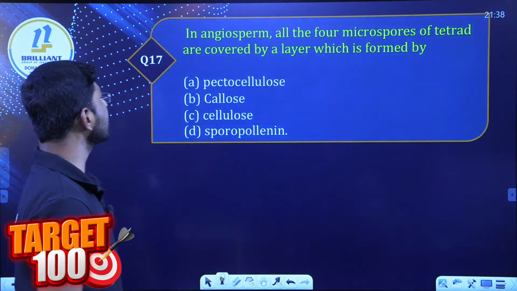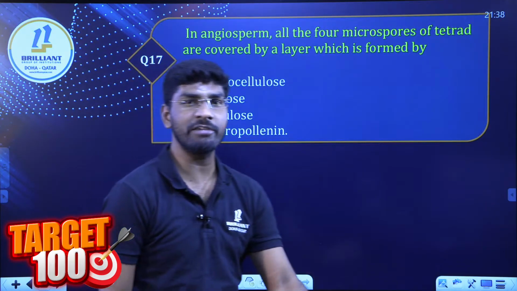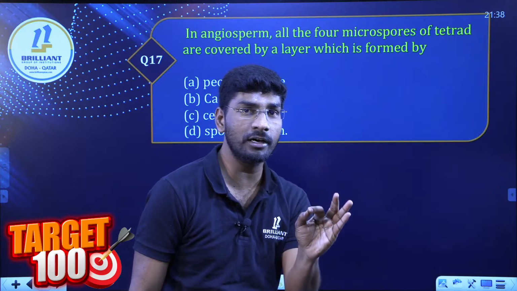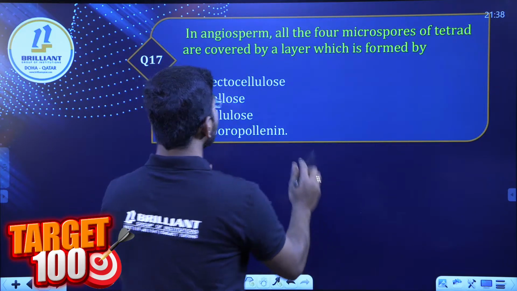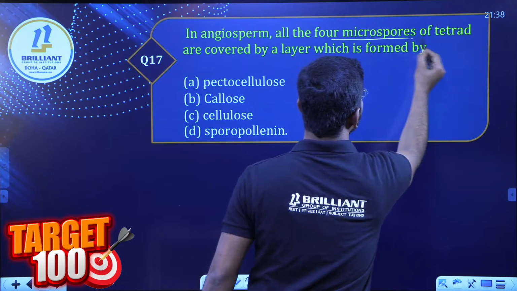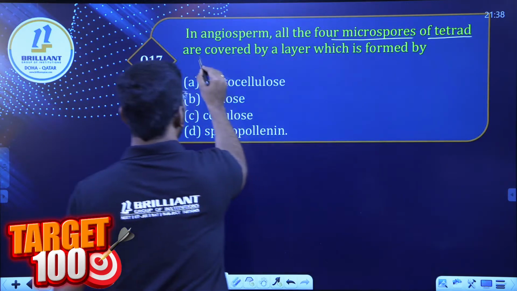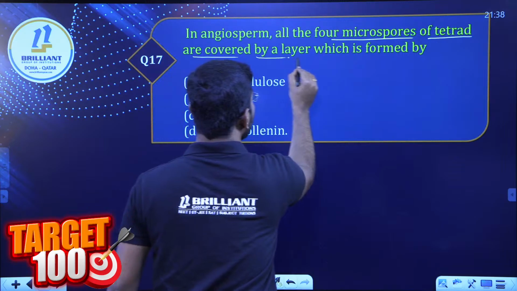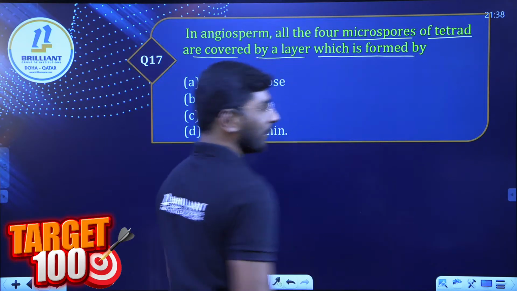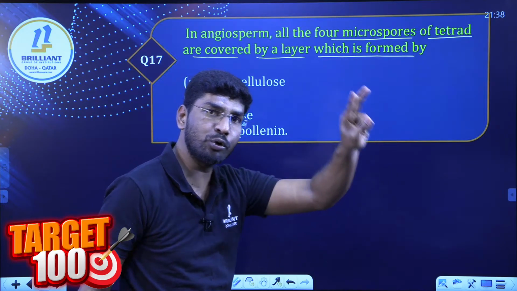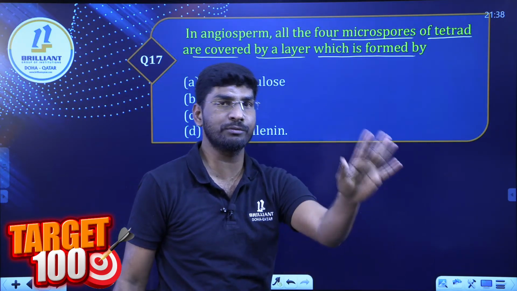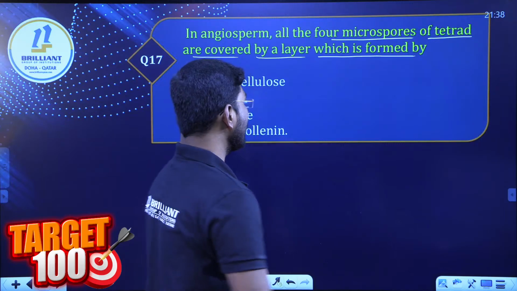Question number 17. This is very important. You have to read that question keenly. Look here. In megaspore, all the 4 microspores in the tetrad are covered by the layer which is formed by. Along with this MCQ, 2 more questions I am going to cover now. It is useful for you. All of you look at what I am explaining.